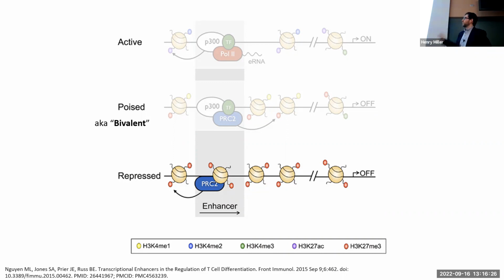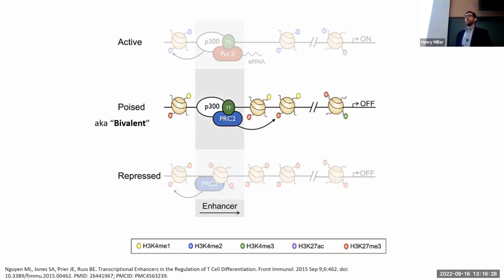Now, I'm going to turn our attention to the poised or bivalent enhancer. These are very interesting. They're something in between active and repressed because they have activating histone marks such as H3K4 monomethylation, but they also have inactivating marks like H3K27 trimethylation. And this is very interesting because this sort of sets up a chromatin environment that is ready to be turned on and ready to turn on the target gene, but it hasn't been activated yet.